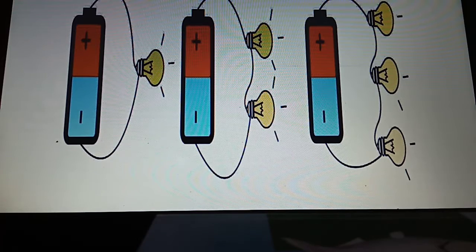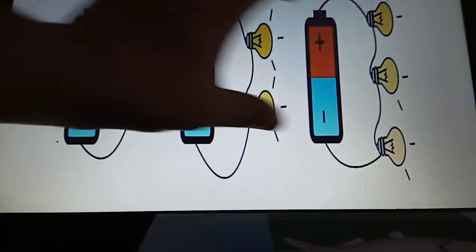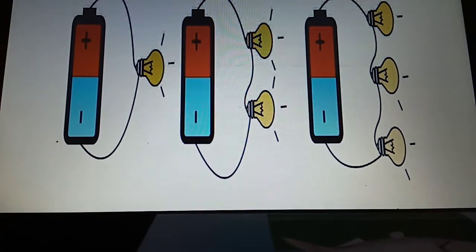See here, the bulbs are in series. That means one after another. But here the problem is that if one instrument goes out of order, that means the total circuit goes out of order. That means all the equipments will stop running.